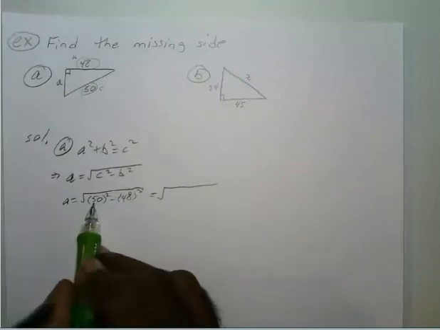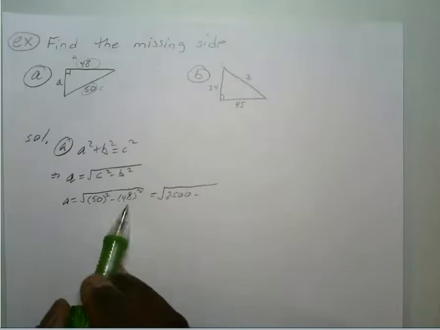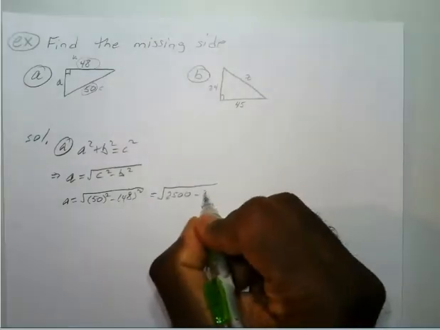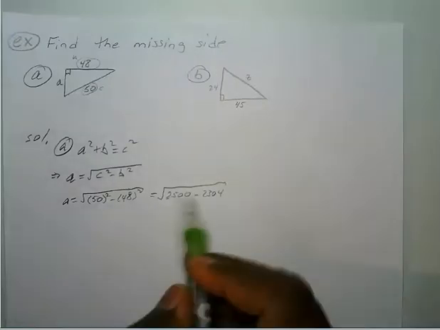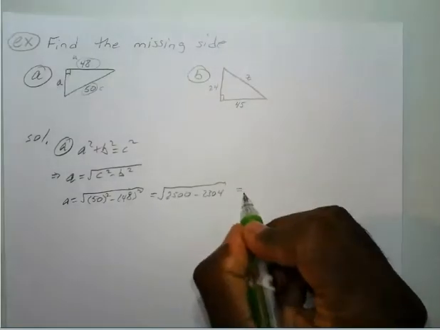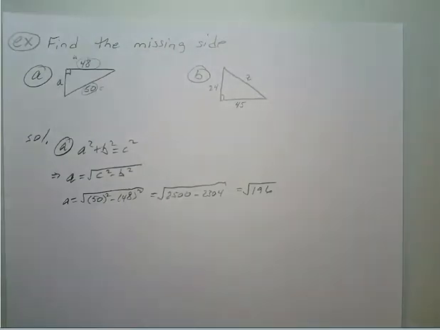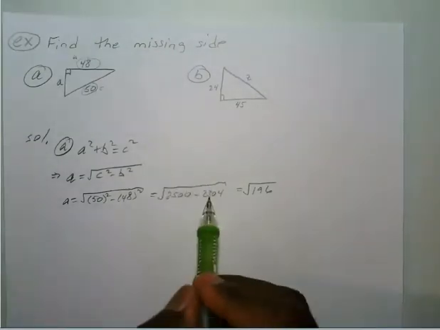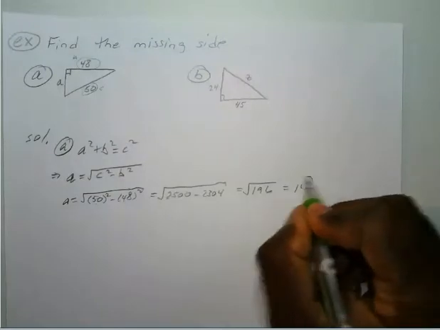So 50 squared is 2,500, minus 48 squared, which is 2,304. And this gives you the square root of 196. Okay, so 2,500 minus 2,304 is 196, and the square root of 196 is 14.